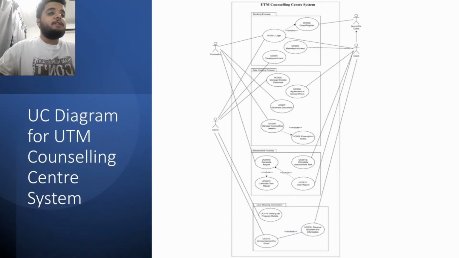So here you can see our use case diagram for the counseling center system. We have divided it into 4 modules. The first module is booking process. The second one is data handling process. The third one is system process, and at the end we have user sharing information.